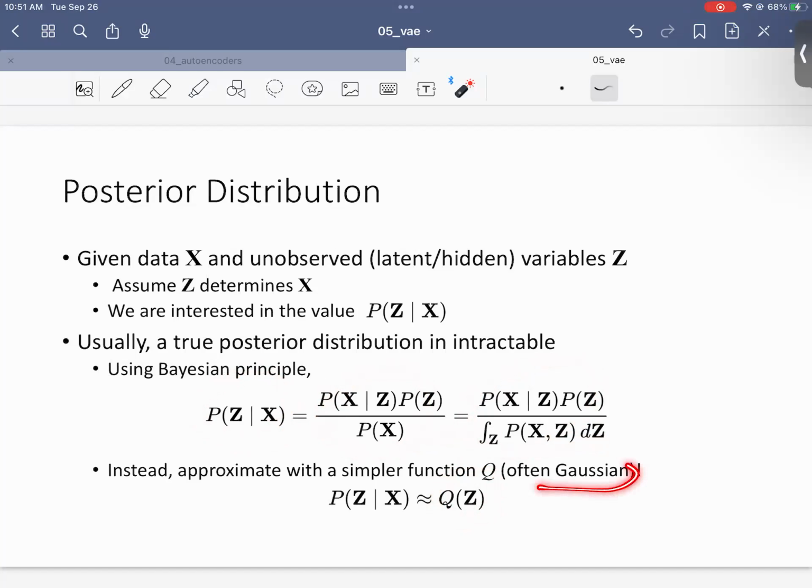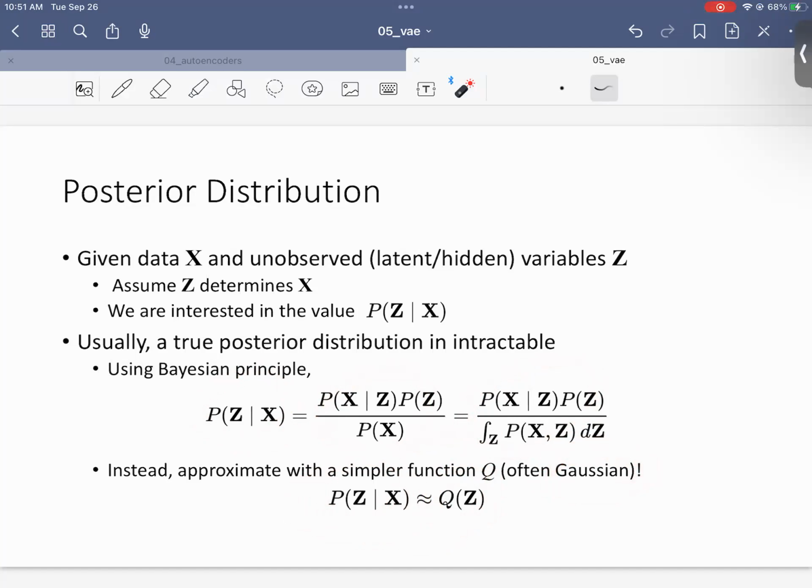For example, a Gaussian distribution. We don't know the true P(Z given X), but we're going to use a known function, Q(Z), to approximate this. And because of that, Q(Z) must be a manageable, known function, such as a Gaussian distribution.